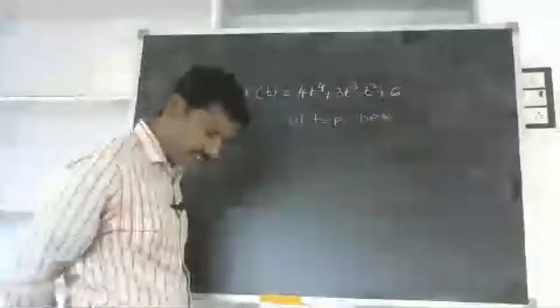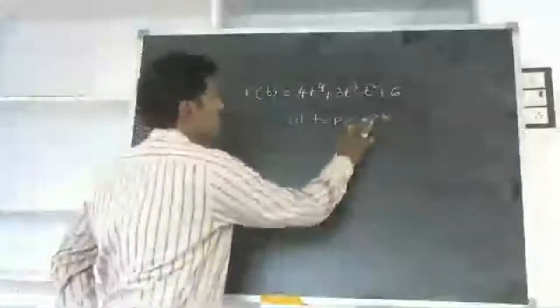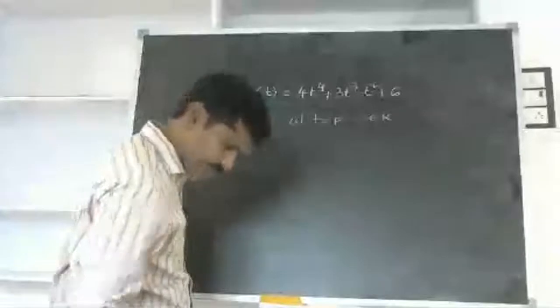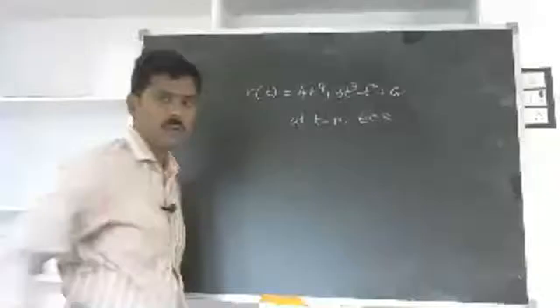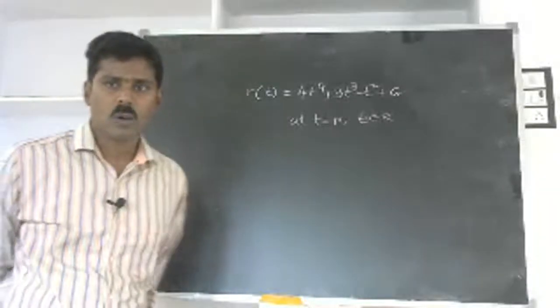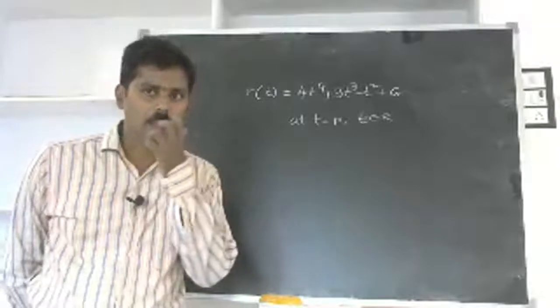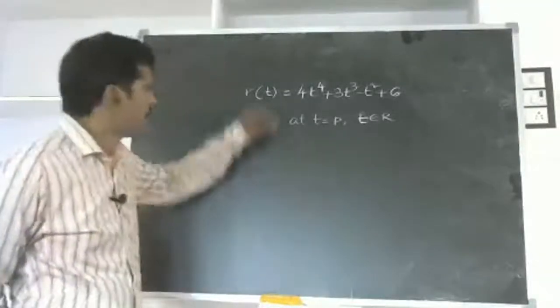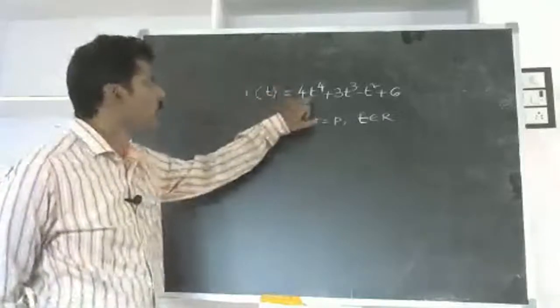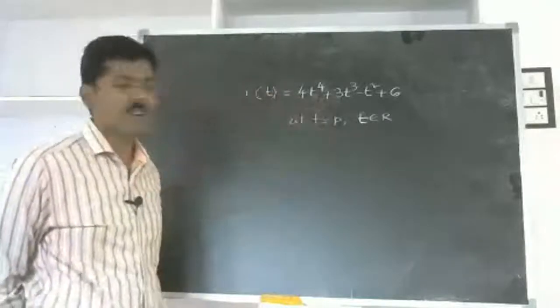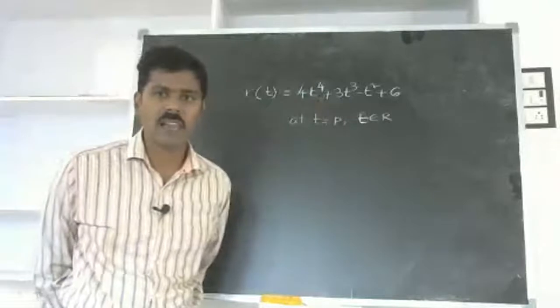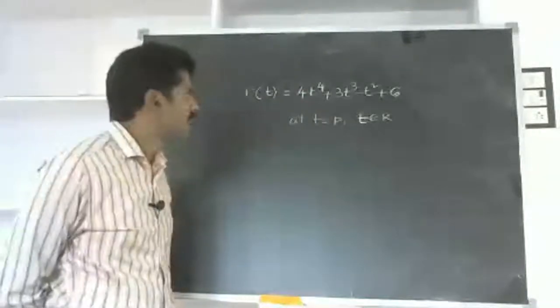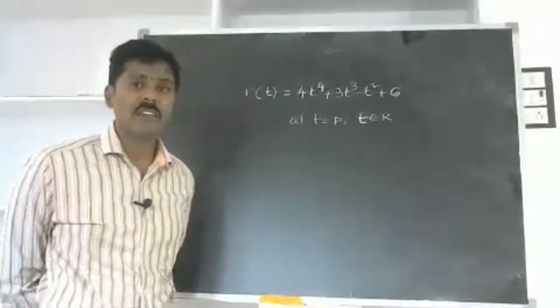What does it mean actually? So t belongs to R. What does it belong to? Actually what happens is, R of t is 4t power 4 plus 3t cube minus t square plus 6. It is a polynomial of degree 4 with the variable t.